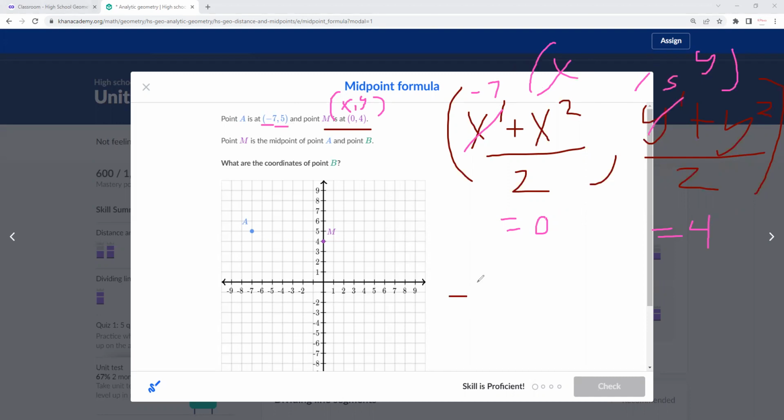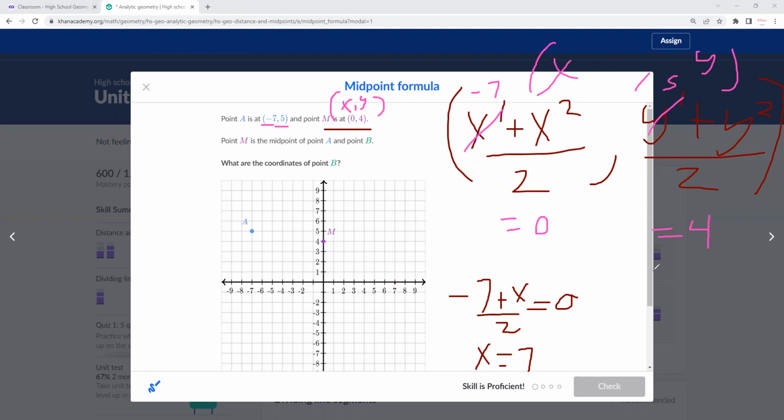It's -7 plus what over 2 gets you 0. You should know how to solve equations. That's why you take algebra 1 first. Multiply 2 to the other side, you get 0. Add 7, you get x is equal to 7, right? Because -7 plus 7 is 0. 0 divided by 2 is 0. So our other endpoint is going to be at 7 for x.